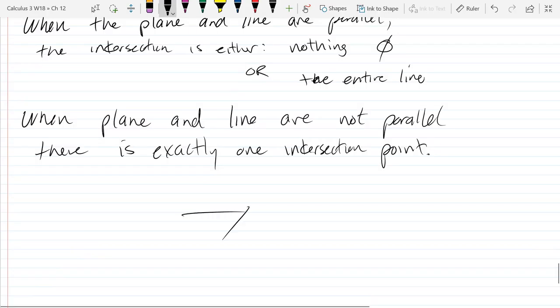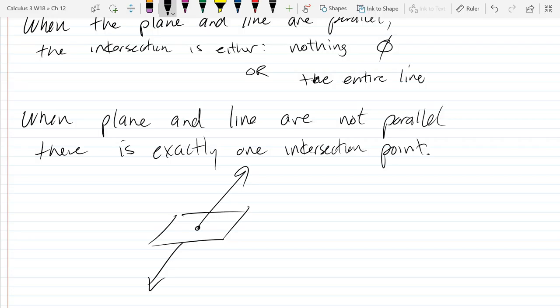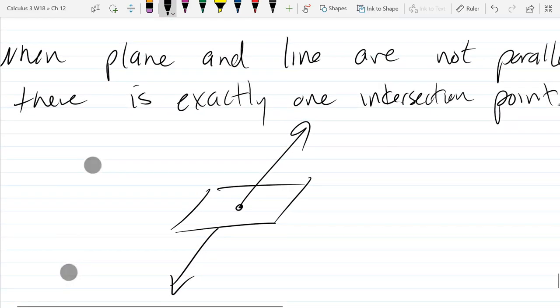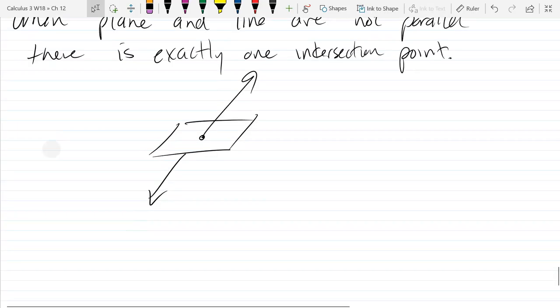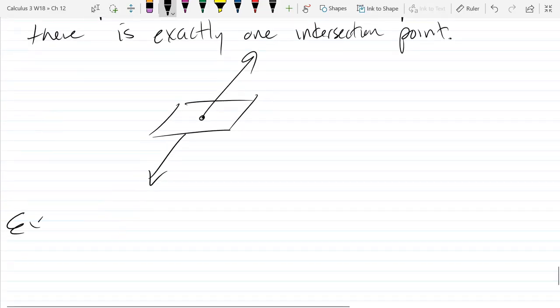You can draw this out, but it's kind of obvious how it's going to look. You have some line going straight through a plane. Maybe straight might be misleading. It doesn't have to go through perpendicularly. It can cross at any angle. So let's go ahead and do an example.